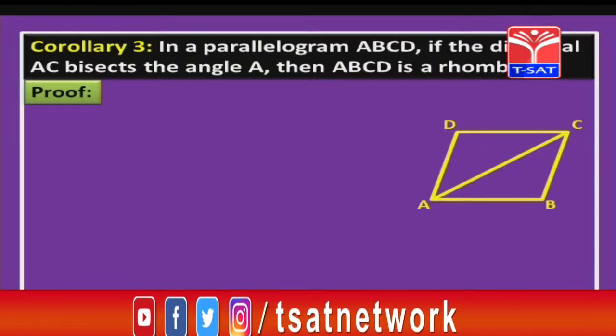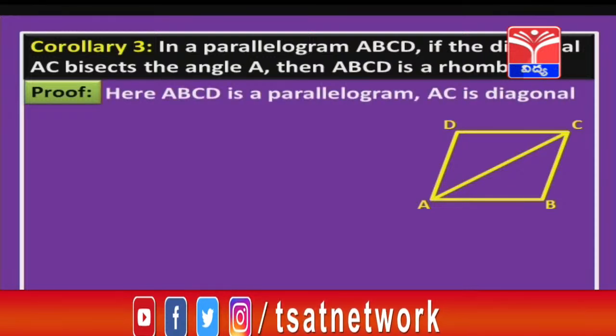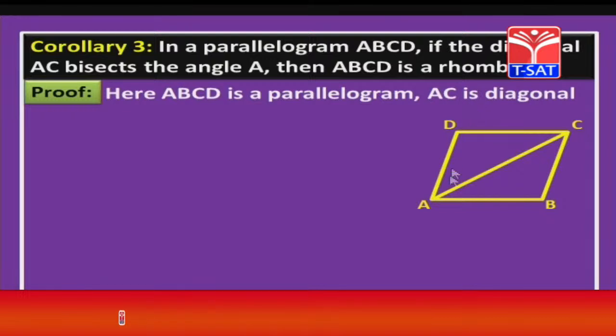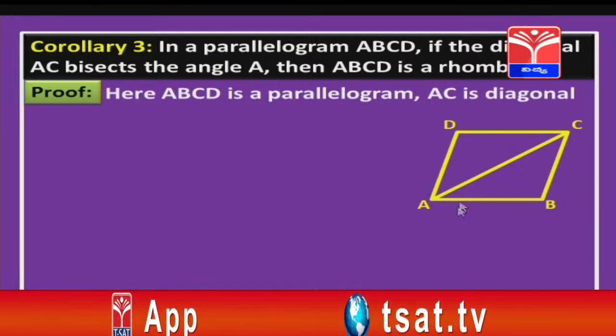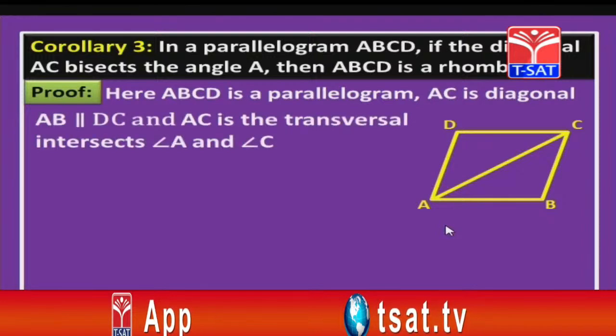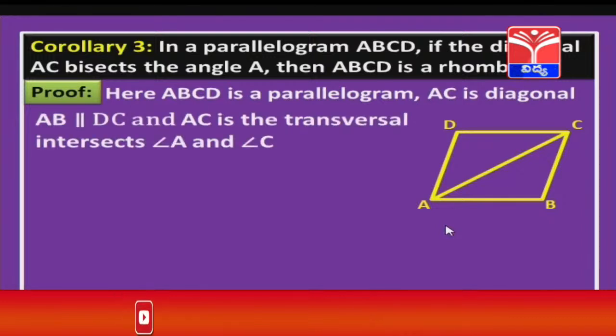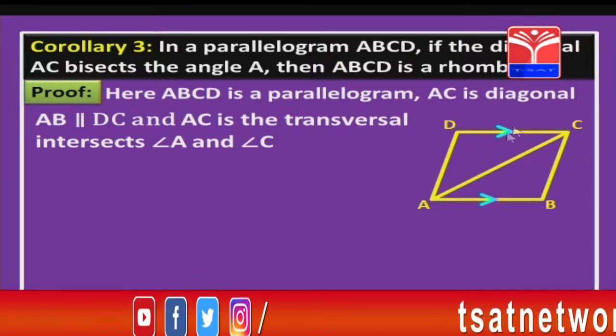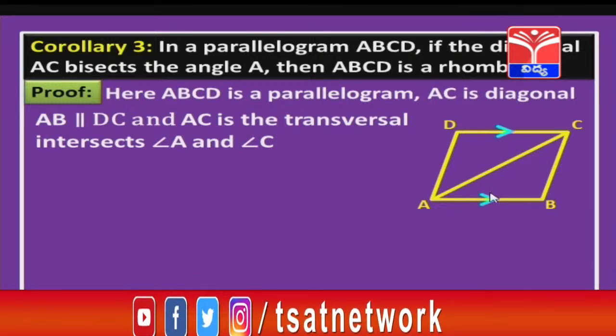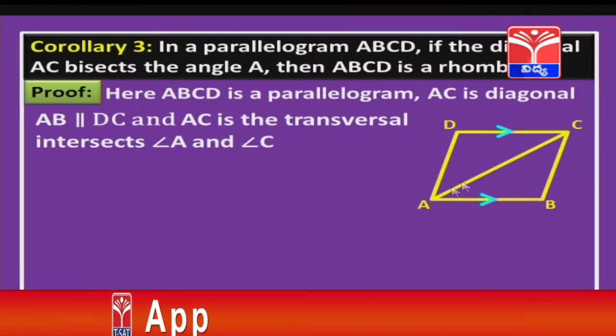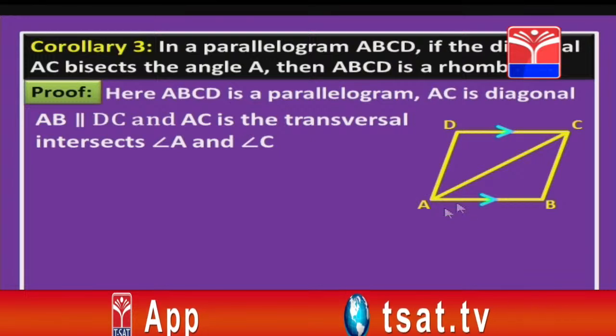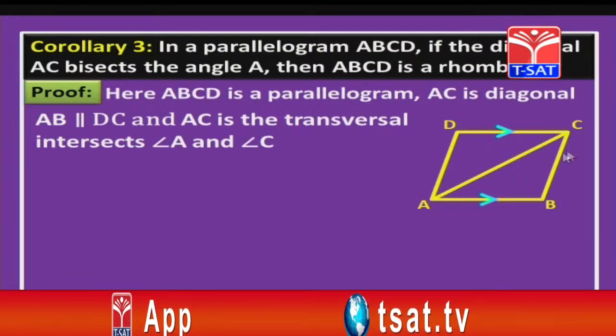So, here you can see AC, this is the diagonal. This diagonal is bisecting angle A, that means these two angles are equal. Okay, children, now since it is a parallelogram, I can write AB parallel to DC. If you notice, these two opposite sides are both parallel to each other, and the diagonal also intersects both angles, A and C. This diagonal is intersecting angle A and also intersecting angle C.